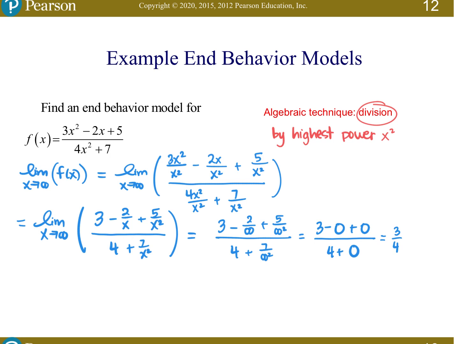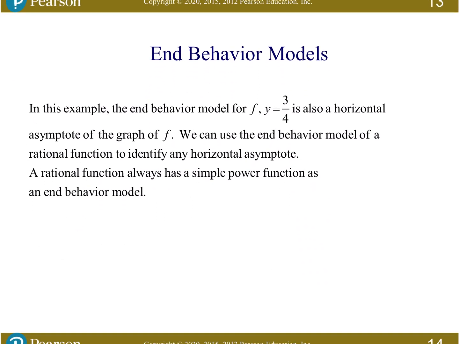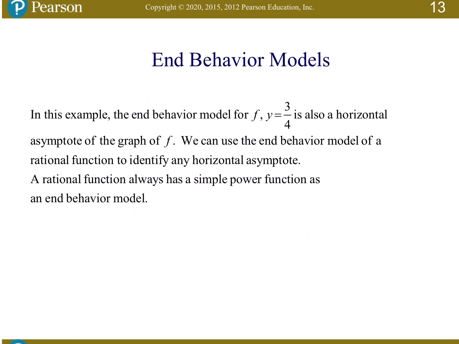And I did the right side because I was doing x approaching infinity. If I was doing the left behavior model, I would do the exact same thing, just approaching negative infinity. And in this equation, I would get the same answer. Okay, that was just summarizing that.